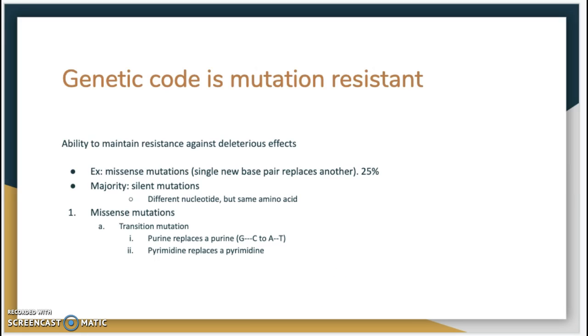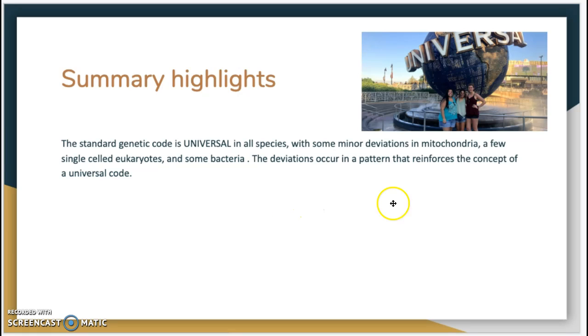Here also we have a transition mutation, which is just another type of mutation that can occur, and that's replacing a purine with a purine or a pyrimidine with a pyrimidine. Another key fact of the genetic code is that it's universal. There are some exceptions to that, but it's generally universal in all species.